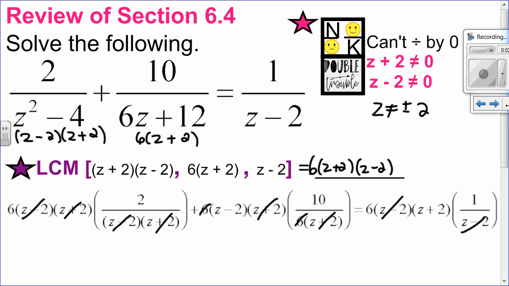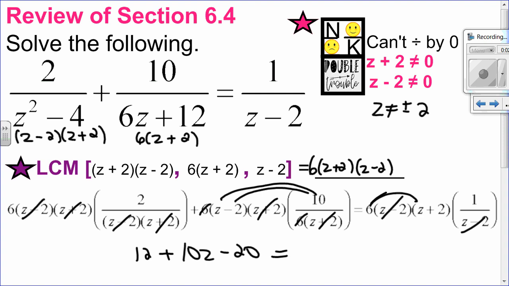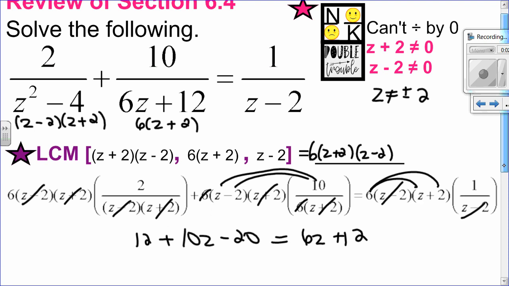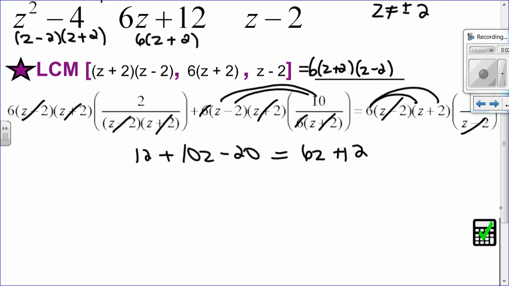So on the left-hand side, I have 6 multiplied by 2 plus z minus 2 times 10. Let's just use the distributive property here. Equals 2 on the other side, 6 times z plus 2. So that's 6z plus 12. Notice I have no fractions left. So that means I'm on the right track. So it appears that I have a nice linear equation. Let's group our like terms here. 12 take away 20 is 8.